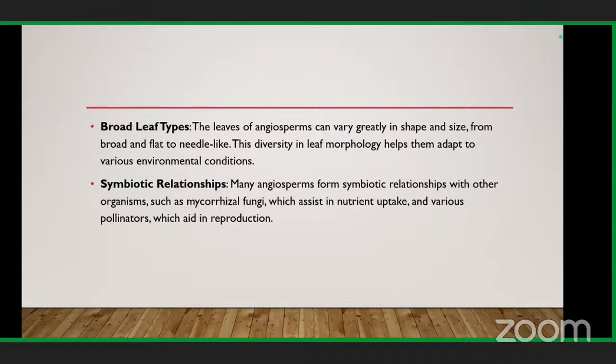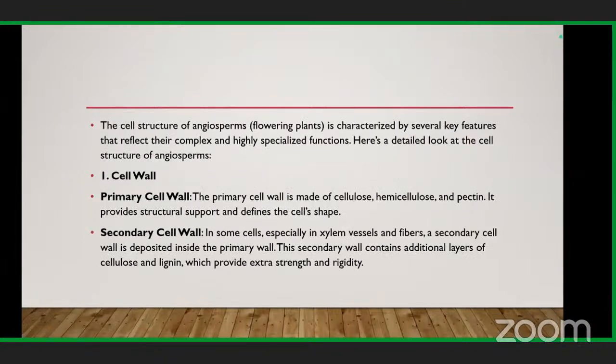Next is symbiotic relationship. Many angiosperms form symbiotic relationships with other organisms such as mycorrhizal fungi, which assist in nutrient uptake, and various pollinators which aid in reproduction. So in angiosperms also you will see this. The higher plants, the higher trees, form symbiotic relationships with fungi, and the fungi also get the nutrients, and in return they get the pollinators. So this is the symbiotic relationship. So this is all about the general characteristics of the angiosperms.